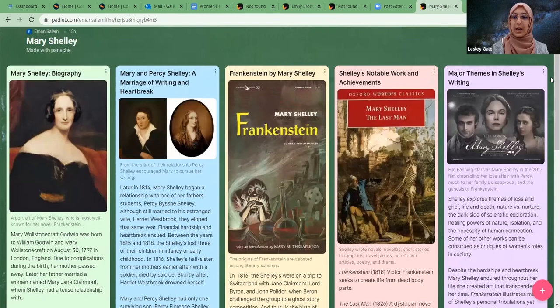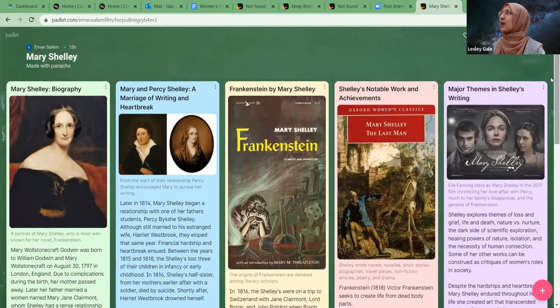Most of her works grapple with themes of life, of loss and grief, of life and death. They also grapple with isolation and the necessity of human connection and what happens to somebody when they're isolated and deprived of connecting with other human beings, and how that really curbs human flourishing and does not allow us to reach our full potential. Some of her other works, especially the ones that focus on women trying to achieve and escape from some of the torments in their life, and usually the oppressive father figure, oppressive male figures in their life, can also be really construed as critiques of women in society and their roles in society during the Romantic era.